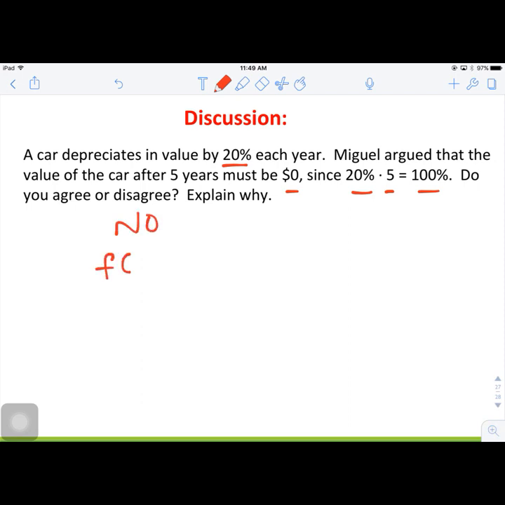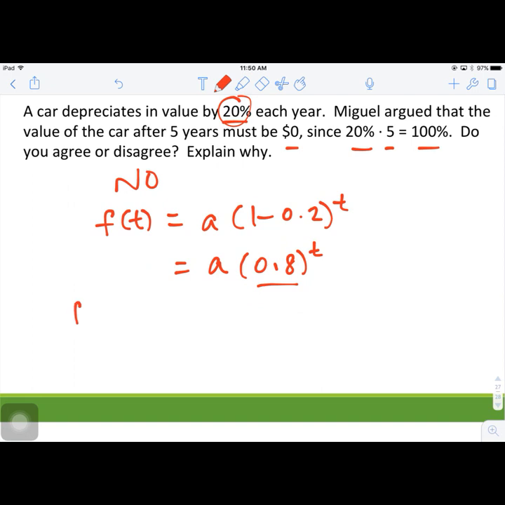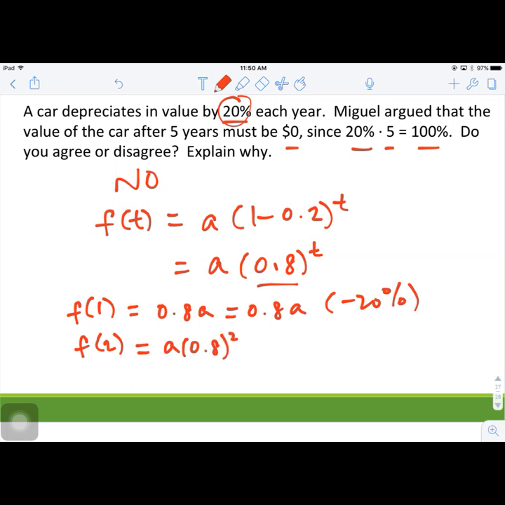So if we look at using the same model, the function that we have, a times 1 minus 0.2, the ratio is 0.2, to the t, and we don't know how much the car starts to cost, but we're just going to leave it a, and it's 0.8, which means every year the value of the car is going to come back at 80%. So we're going to look at the first year when t equals 1. That means it's going to be 0.8 times a, which is 0.8a. That's a minus 20%.